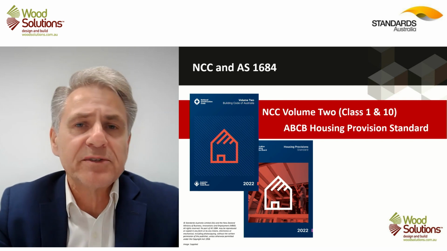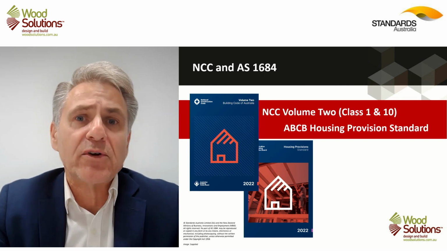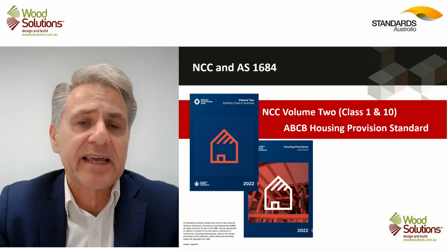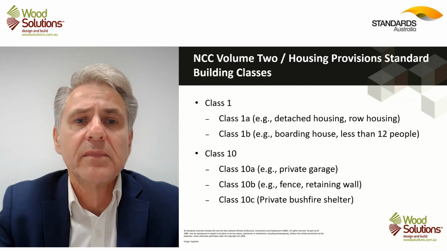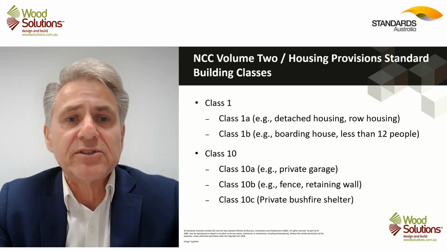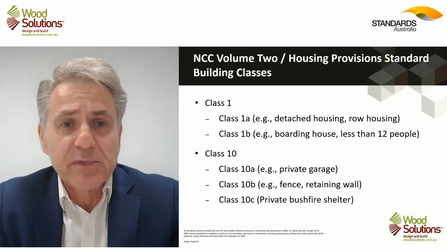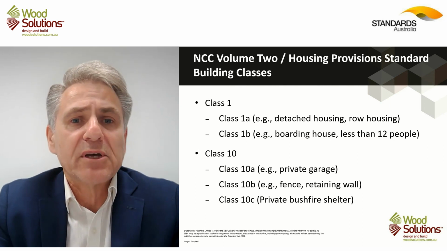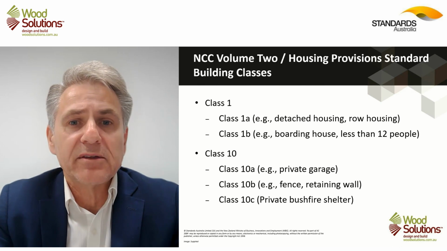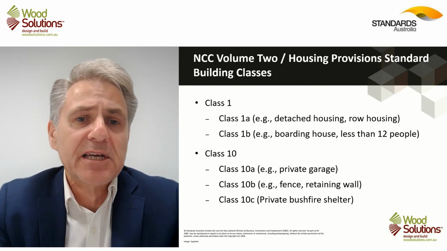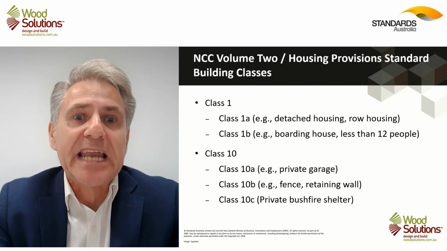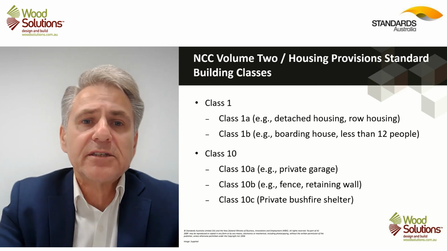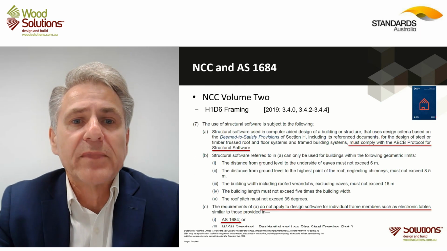So that's basically under Volume 1. As I say, there's referencing of 1684, but to a lesser degree, because the AS 1684 suite of documents is really focused on Volume 2 and the housing provisions standard. Volume 2 and the housing provisions standard basically focus on Class 1 buildings, so our detached or our row housing, also small boarding houses, where the number of people in there is less than 12, but also Class 10A type buildings, where private garages or sheds or that sort of structure. So we can use AS 1684.